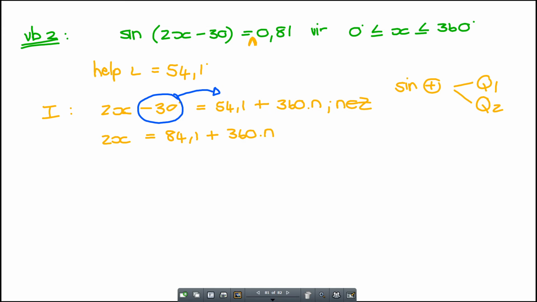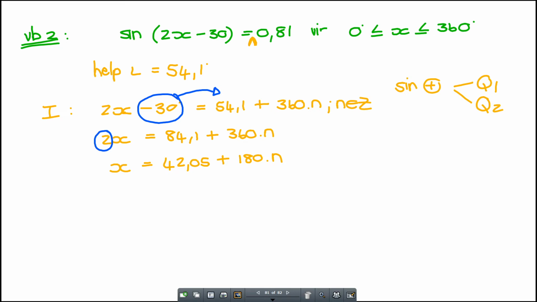Okay, now I want to get rid of this too. Maar onthou, om vir hom te gaan kry, gaan ek sê alles gedeel deur 2, nee? You guys good? Alright, so I will then have x is equal to, en die 84,1 gedeel deur 2, gaan 42,05. 360, I also have to divide by 2, so that's going to give me 180 times n. Okay, so dis my algemene oplossing vir die eerste kwadrant.